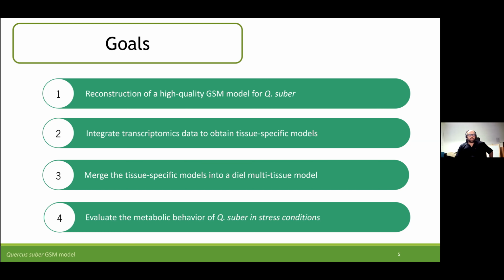Then the third objective was to reconstruct a Diel multi-tissue model, where we integrated different tissues and different conditions to see how the tissues would communicate with themselves, and perform simulations with this multi-tissue model to see the behavior of the multi-tissue model. And finally, we performed evaluation of the metabolic behavior of the tree under different stress conditions.